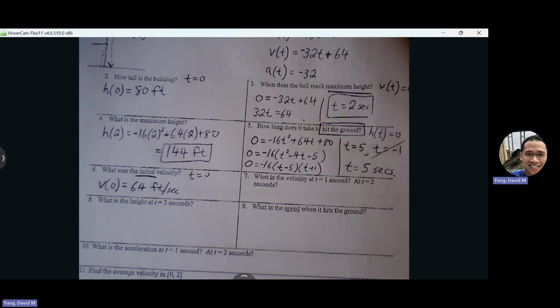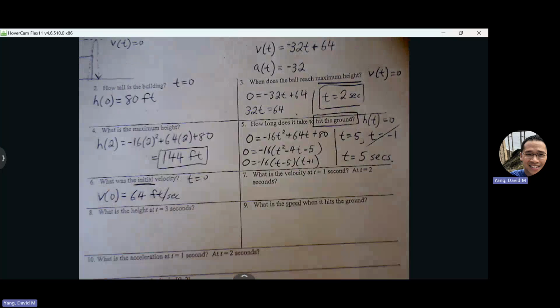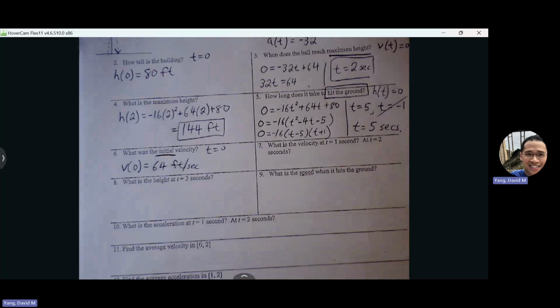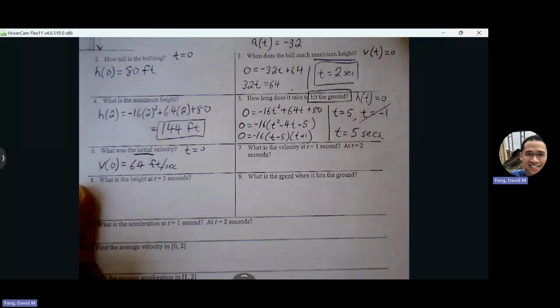Number 7, what's the velocity at 1 second? What's the velocity at 2 seconds? We can just plug 1 and 2 into our velocity function.